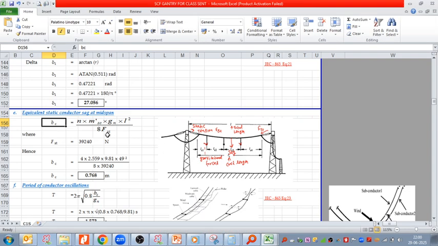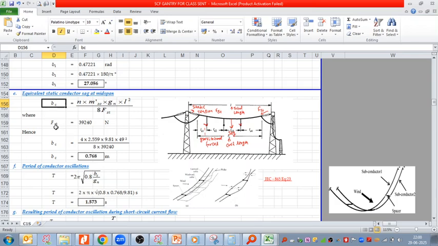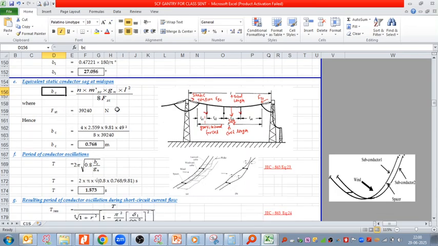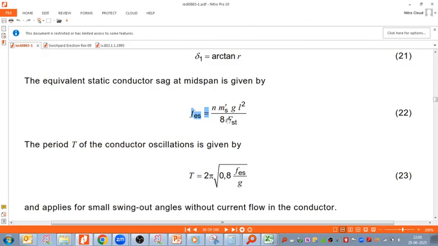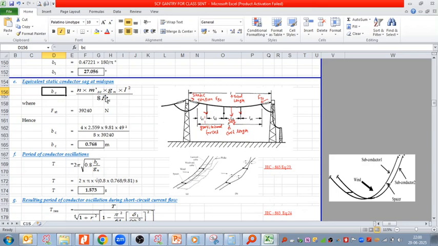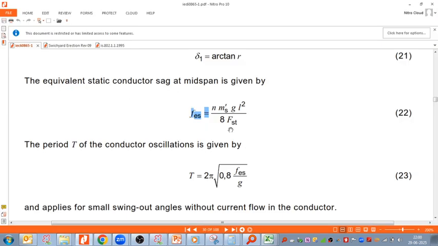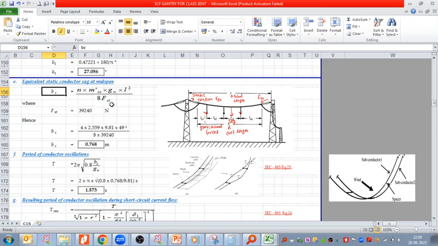Equation 22 you have referred to now. So the same equation I have referred to here. Okay, so n into m dash s, so n into m dash s into g into L divided by 8 FST that we have just taken, 4000 kg in Newtons, 13,420. So FES I'm calculating over here, 0.7 meter. This is what I'm doing.